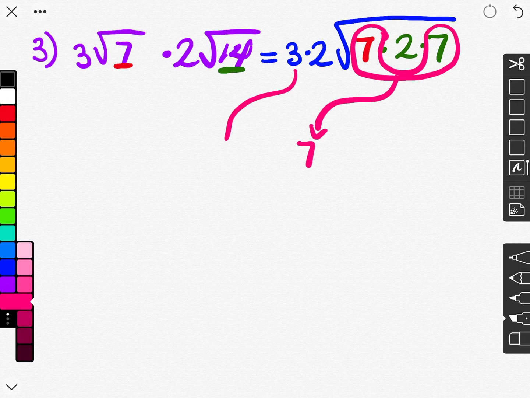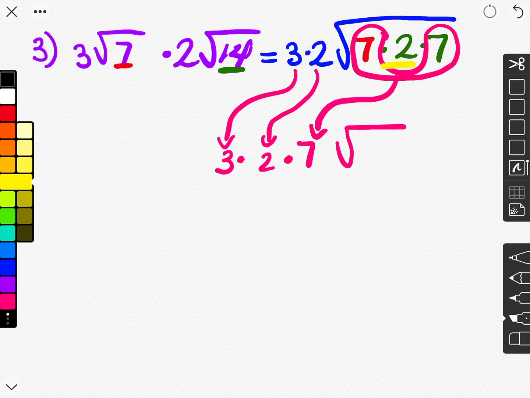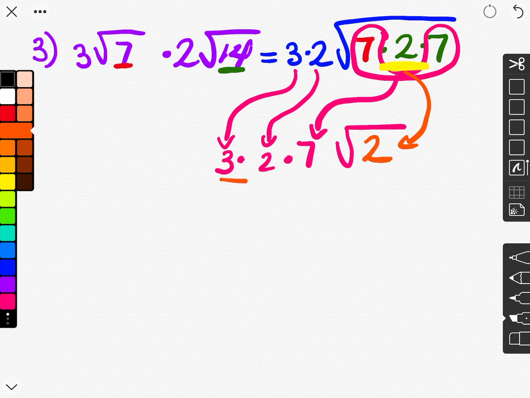Outside, we also had this 3. And we also had this 2 waiting on the outside. This 2 is left behind. It doesn't have a partner. So that 2 stays on the inside. Then we multiply these together, and that's going to give you 42 root 2.